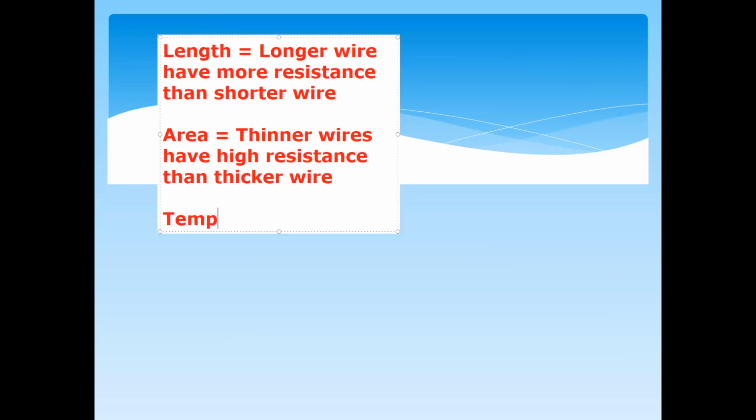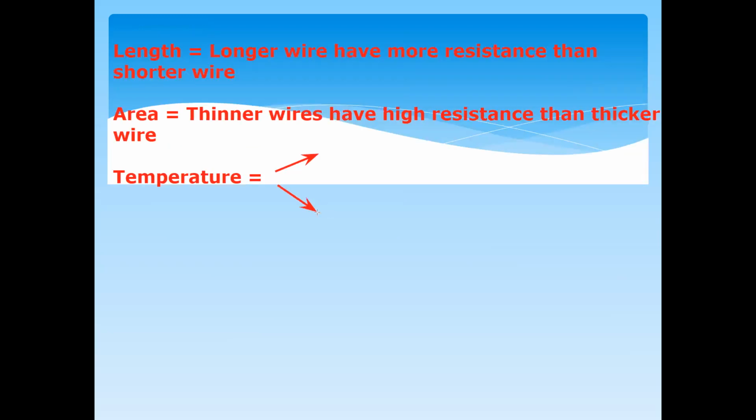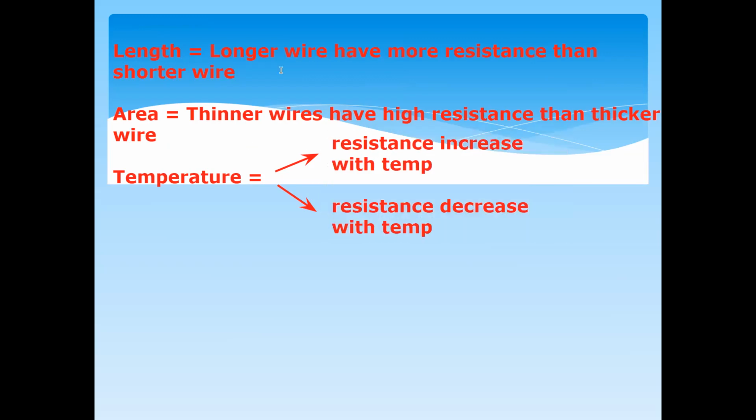And number three, it depends on the temperature. But for temperature, it is not the same effect. It depends on the material. If the material is a conductor or a semiconductor: if it is a conductor, resistance increases with temperature. If it is a semiconductor, the resistance decreases with temperature. So these are the factors which affect the resistance.